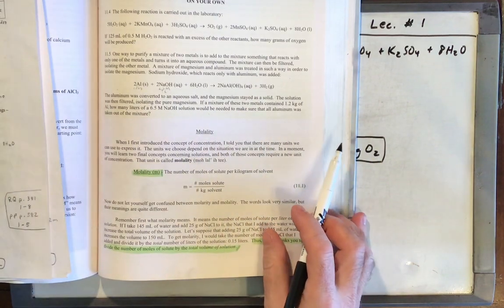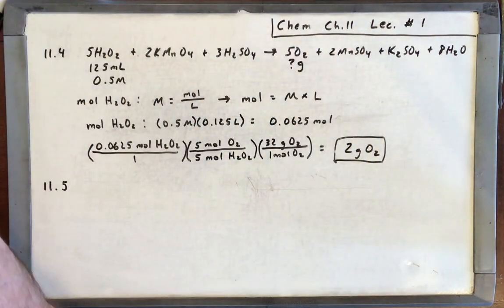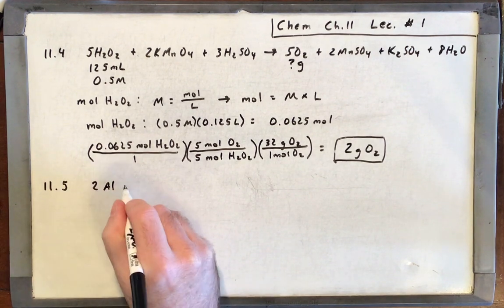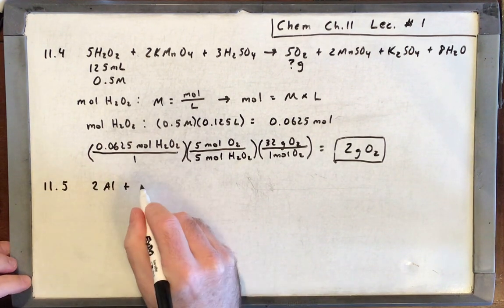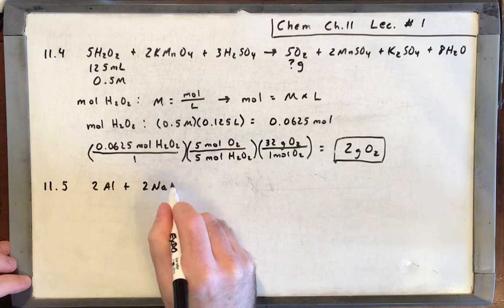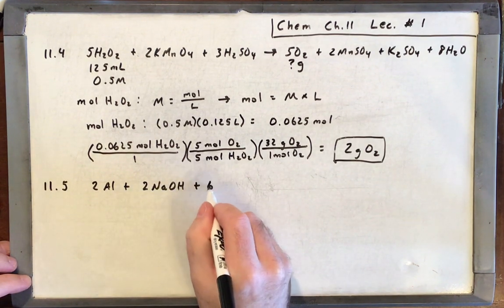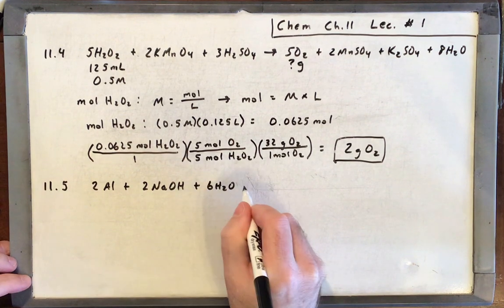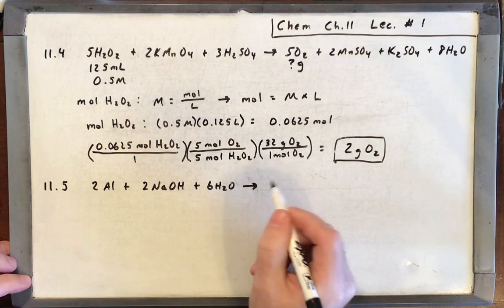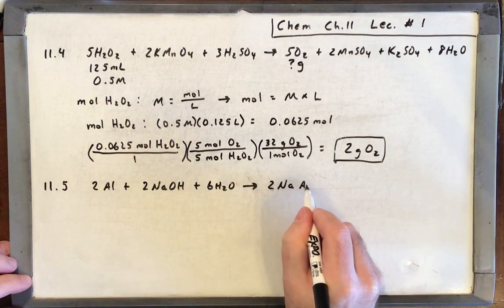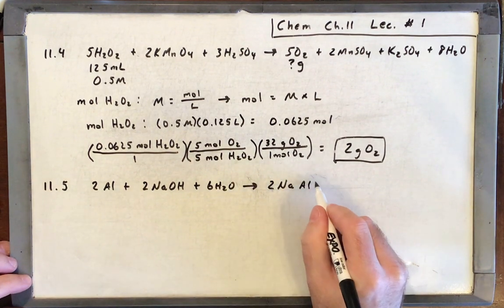Let's write down the reaction and write down what we know from the problem. So we have 2 aluminum plus 2 NaOH plus 6 H2O. And that yields 2 NaAl(OH)4.